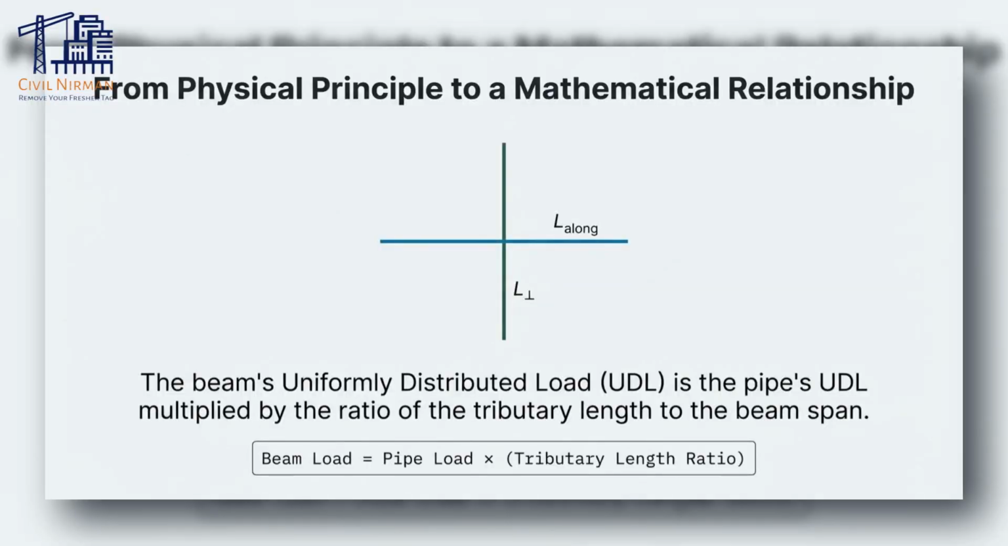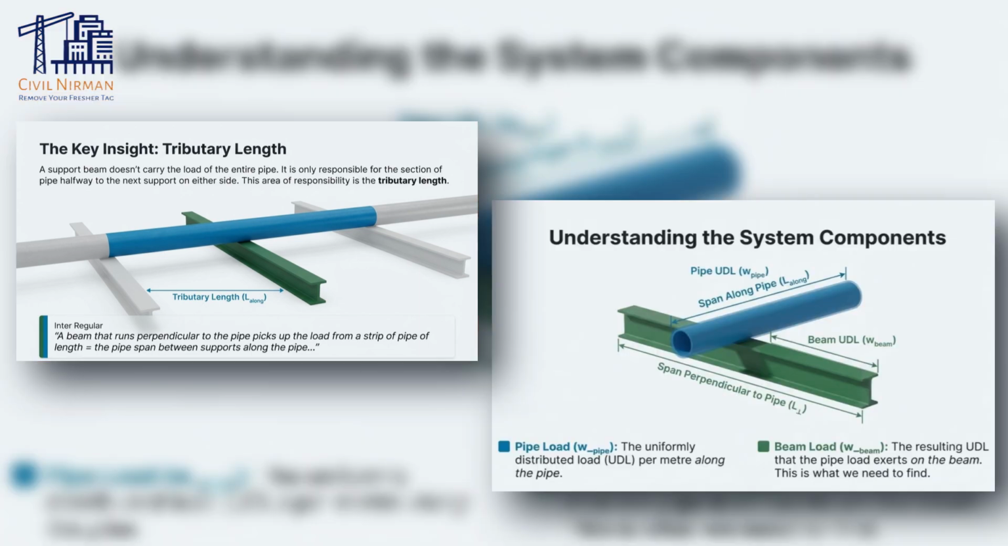So first, let's look at this concept. See, we need to solve a geometry problem using the tributary length ratio. Now we have three variables. First, the pipe. This is the input load and let's say it is 4.5. Second, length along. See, this is the span between the pipe supports. And third, perpendicular. See, this is the span of your beam which is perpendicular to the pipe.